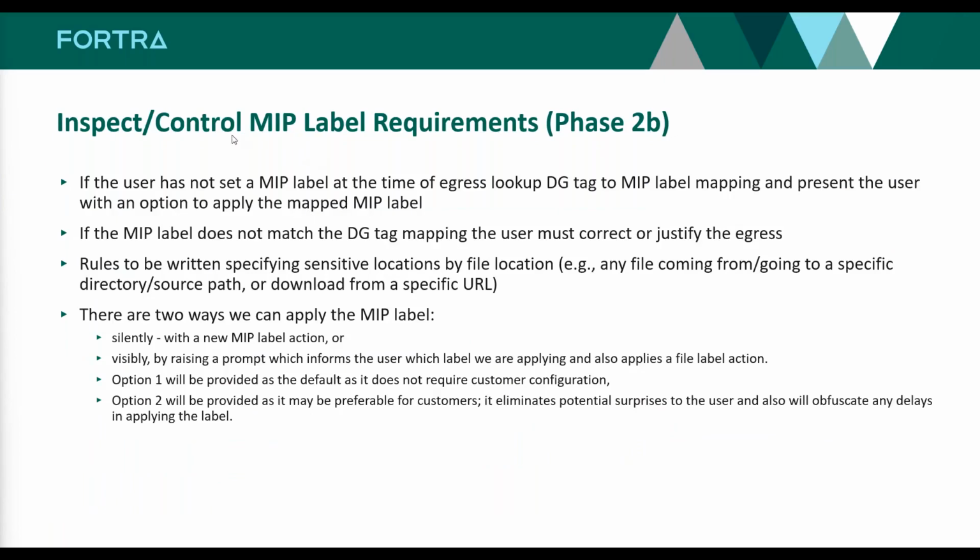This is the crux of this presentation: phase 2, part B was the ability to map the DG tags, as we call them, to MIP labels and present the user with a prompt, right? If you haven't mapped the tag to the MIP label, we're going to give you all the labels to pick from. This is a much better user interface than just automatically applying a label where the user doesn't even know. We're going to throw a prompt saying, hey, this has got credit cards in it, so because of that, you need to label it this. Or if I don't map it, it will give you the ability to pick a label. Okay.